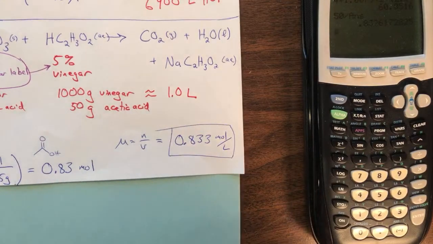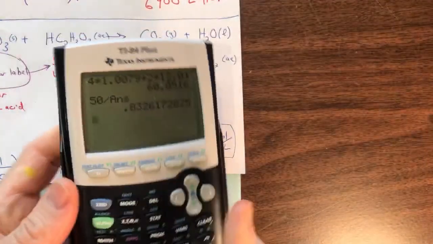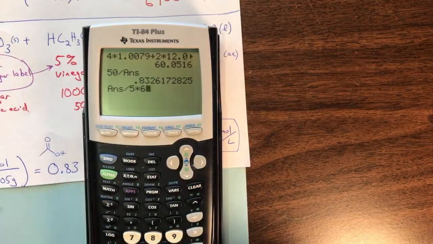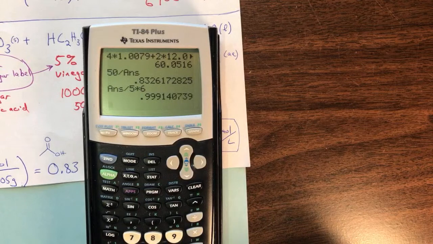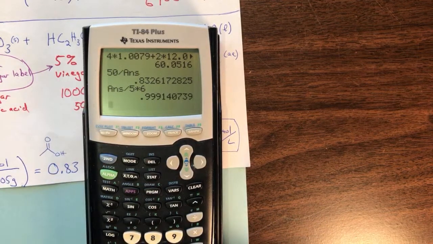Okay, let's suppose you have 6%. Let's say your label says 6%. Well, all you do is you take this number, divide by 5, multiply by 6, and then boom. If you have 6% acetic acid, that's about 1 molar, or 0.999 molar. Okay, and you can do that with anything.